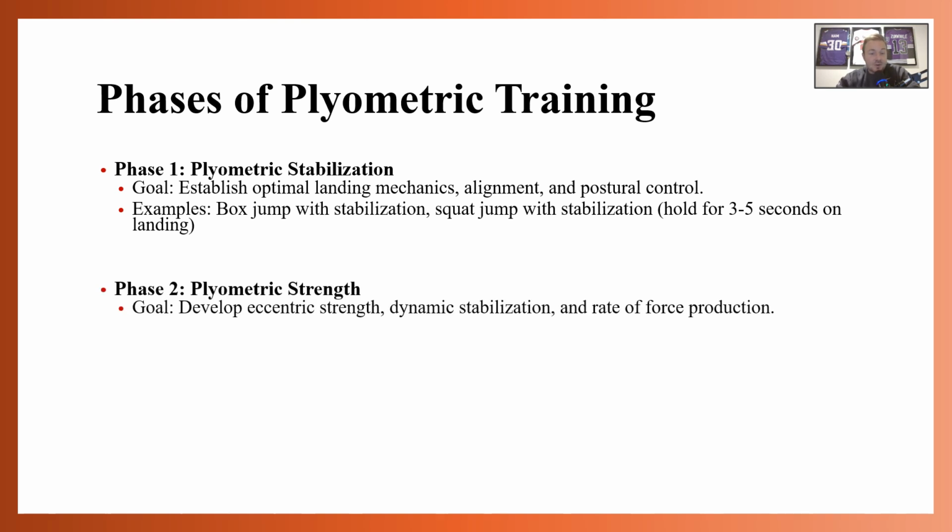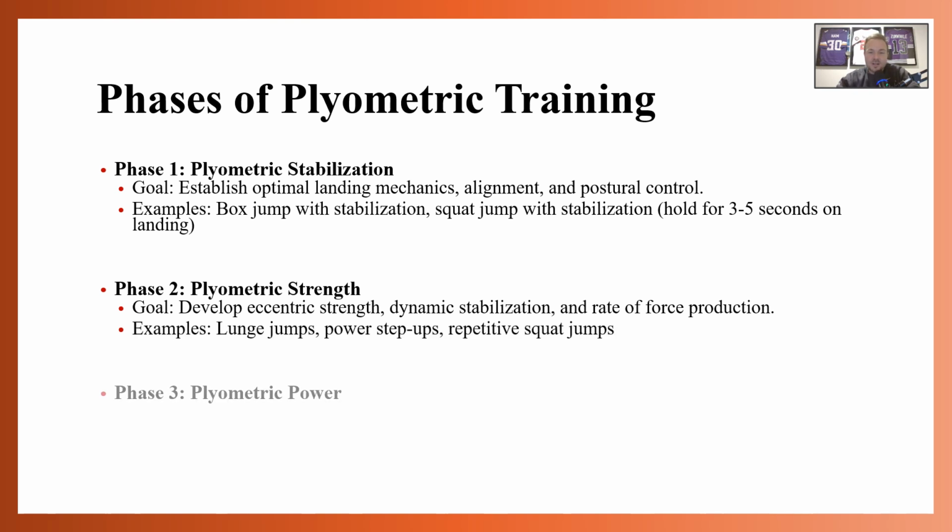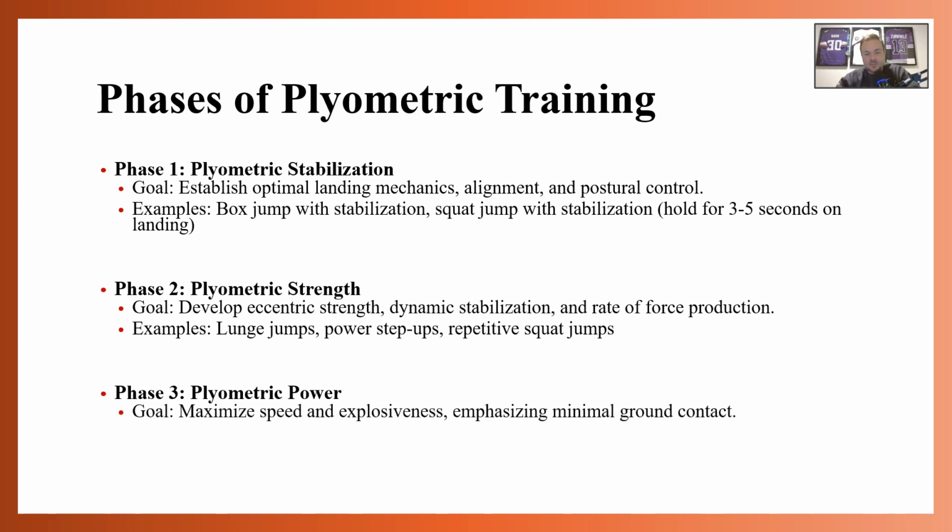Then you have your plyometric strength, which is developing eccentric strength, dynamic stabilization, and rate of force production. Think of things like lunge jumps, power step-ups, repetitive squat jumps. Right, this is all a continuum, as you can tell. And then plyometric power. The goal here is to maximize speed and explosiveness, emphasizing minimal ground contact. Think of things like depth jumps, meaning you step off or jump off of a box, land, and try to get off the ground as quickly as you can.